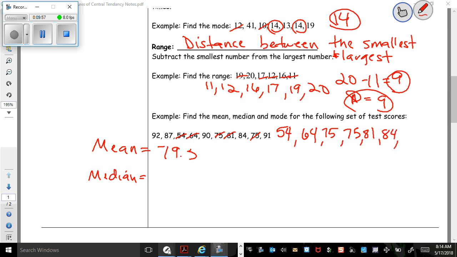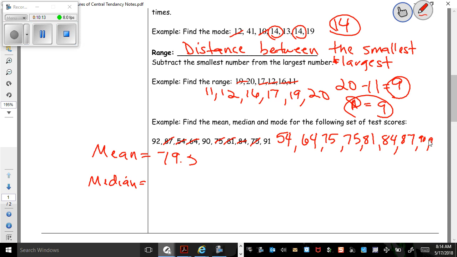No, we missed 50. Oh, wait, I missed 50. Wait, you didn't cross out 84. 90, 91. I got it. Darn it, I hate when I do that.